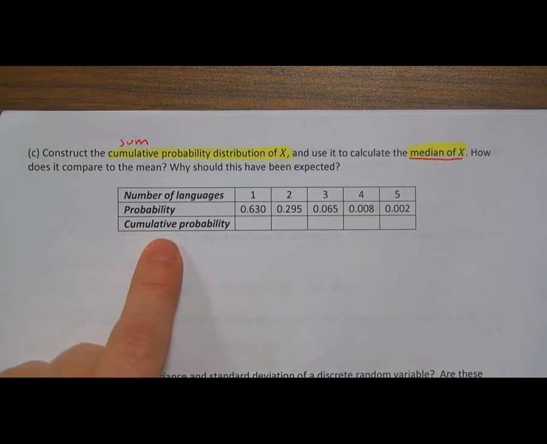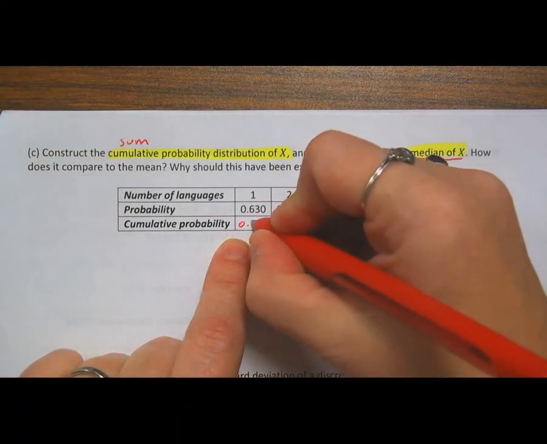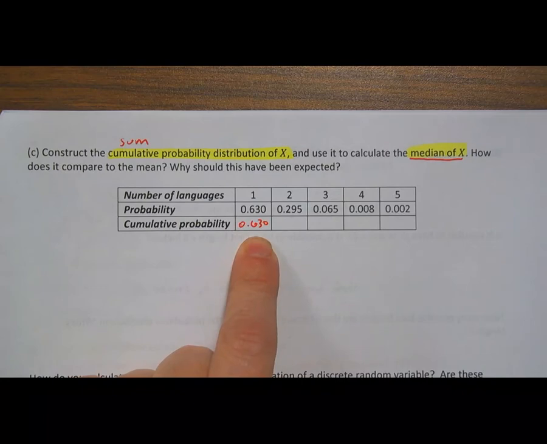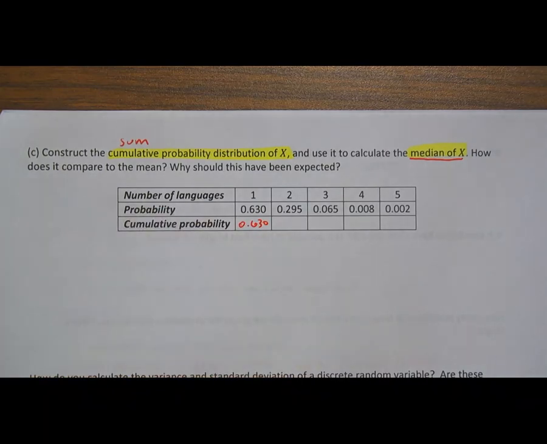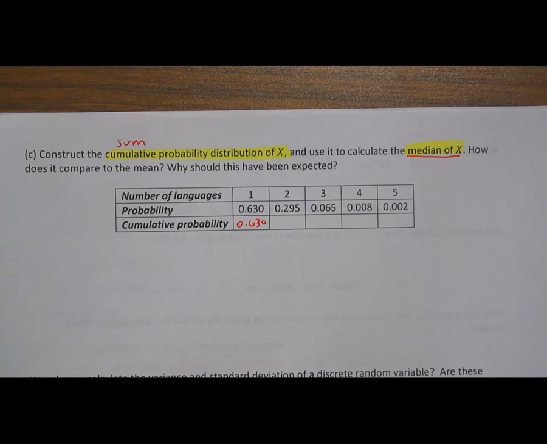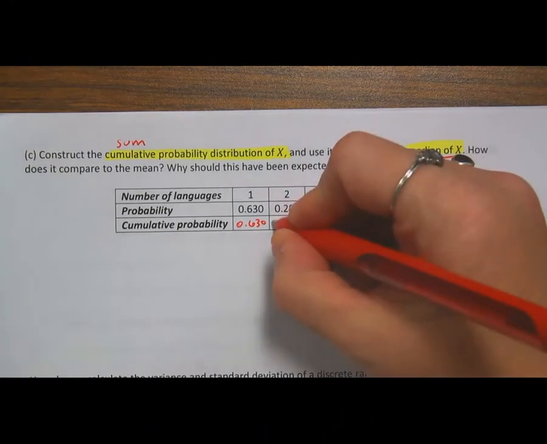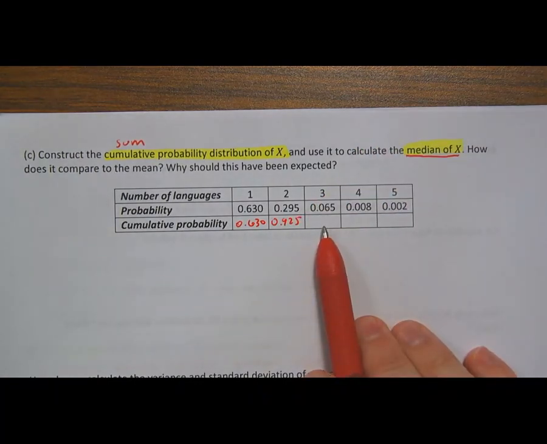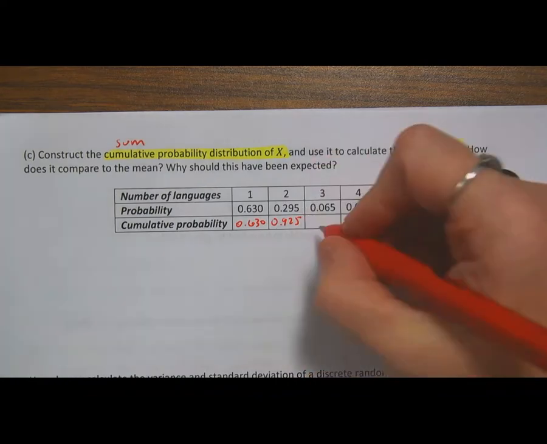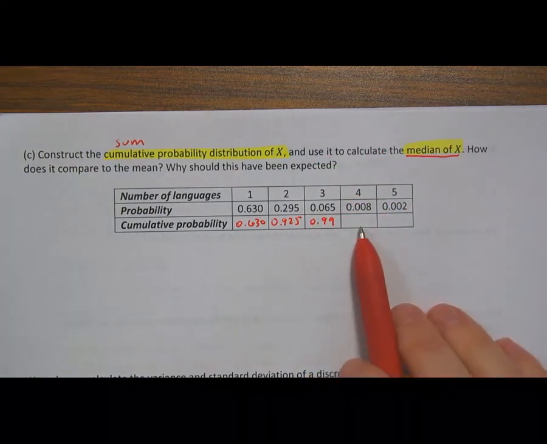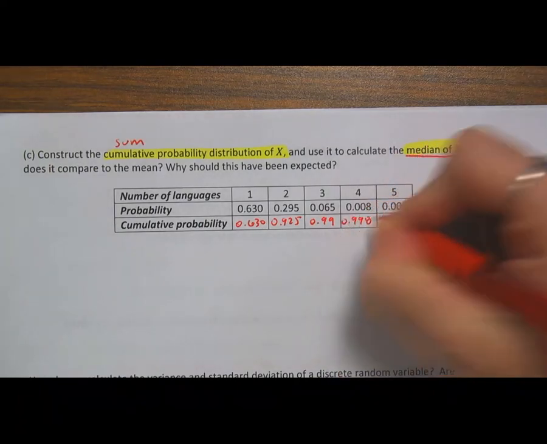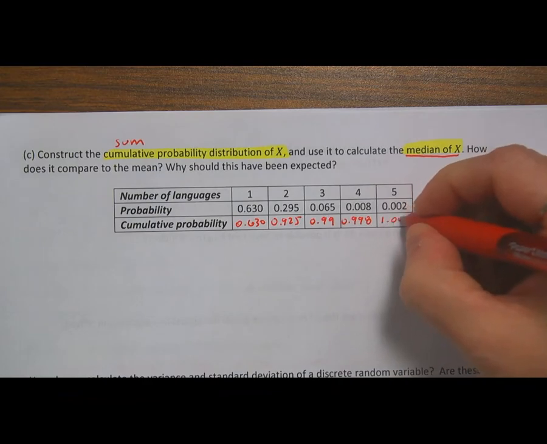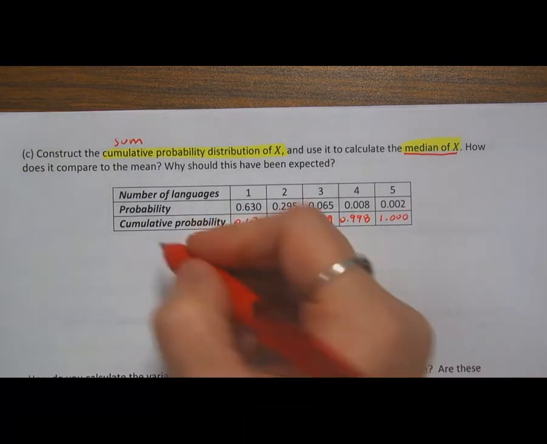The cumulative part just means this, okay? You're going to just add up the probabilities as you go. So we're going to start with 0.630, and then we're going to add 0.295 to that. 0.630 plus 0.295 gives us a cumulative of 0.925. And then we're going to add 0.065. That brings us up to 0.99. And then we're going to add 0.008, which is going to be 0.998. And then you should always get to one whole at the end of your cumulative probability.